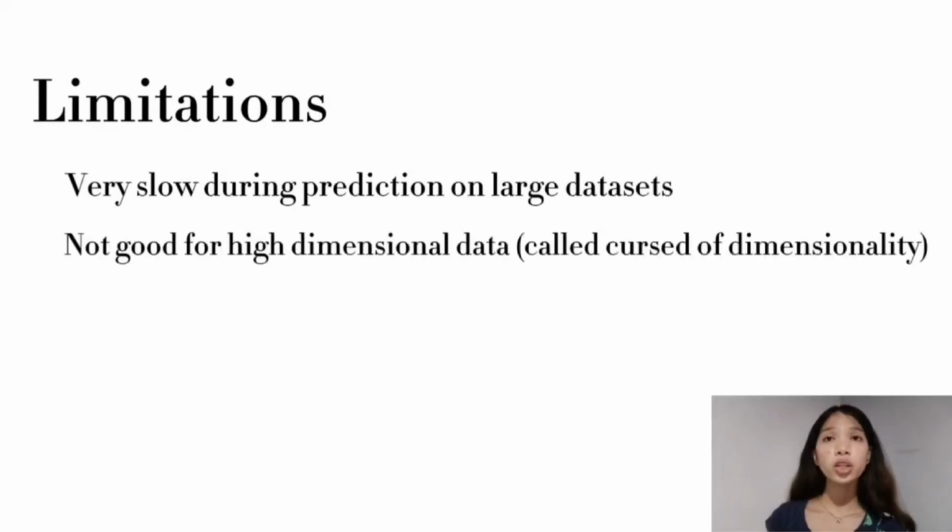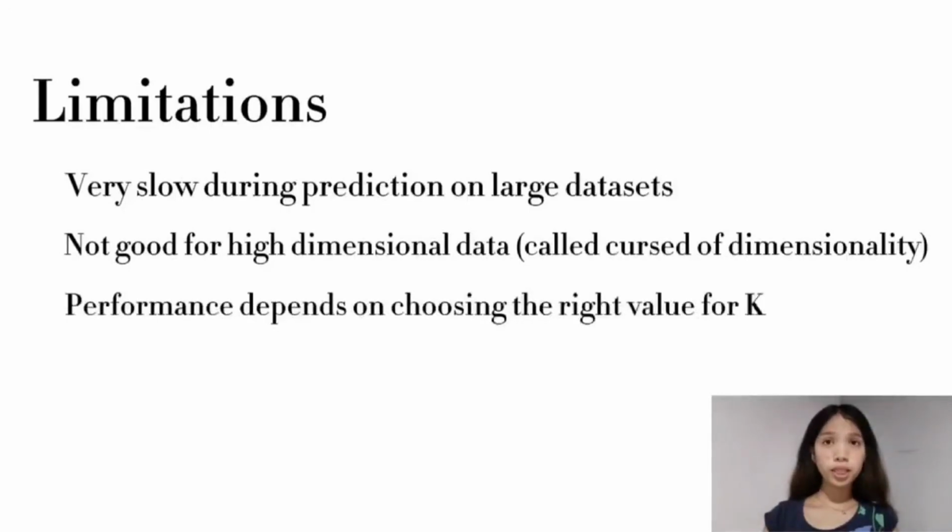Second, it's not good for high dimensional data. This is called the curse of dimensionality. If your data has too many things to compare, like hundreds of numbers for each item, KNN doesn't work well. The idea of nearest neighbor becomes confusing, and the predictions may be wrong.